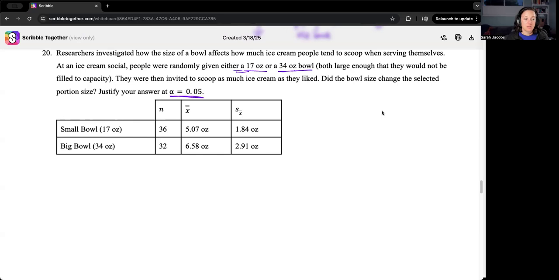Big clue here: justify your answer, and here's a significance level. You better believe you're doing a hypothesis test here. So, let's start with the hypotheses.